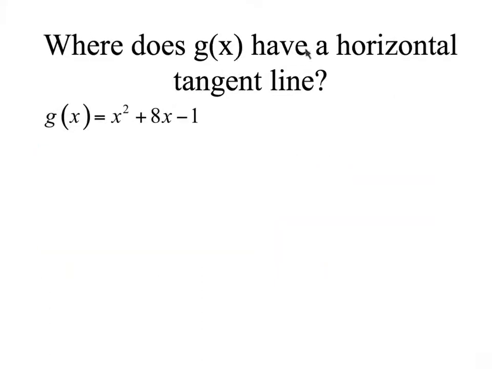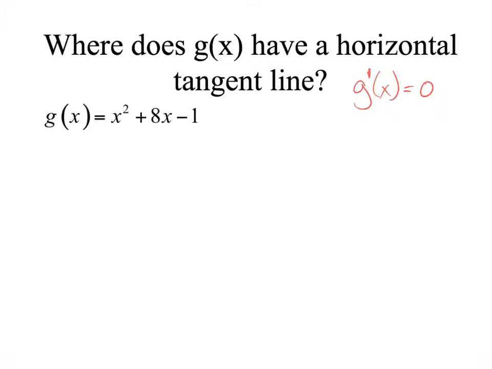Where does g of x have a horizontal tangent line? So what x value has a horizontal tangent line? Well, when I say horizontal tangent line, that means slope 0. So what we're really asking for here is where is the slope of g equal to 0? That's really what it's saying.